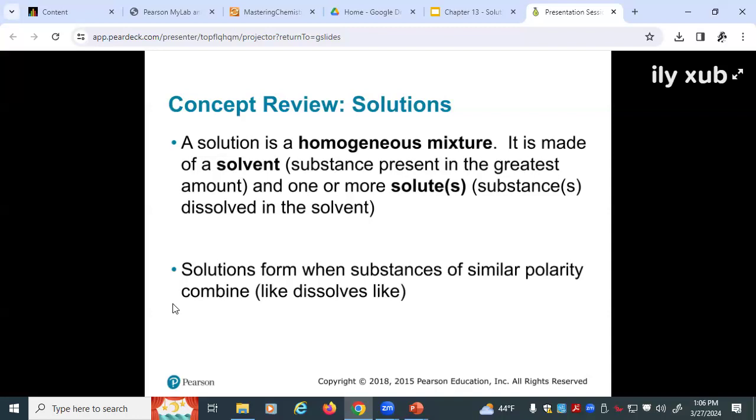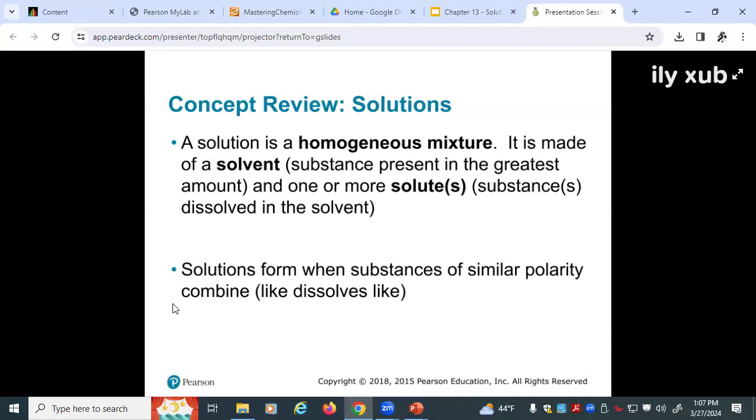We get solutions from the combination of substances that have similar polarities. The general principle here is like dissolves like. What we mean by that is polar substances dissolve in other polar substances. Water is a polar substance. It dissolves other things that have similar polarities. So things like sugar, things like salts, things like other polar solvents like alcohol.